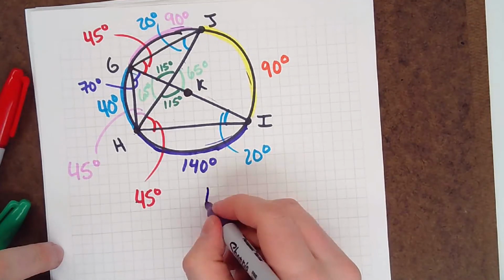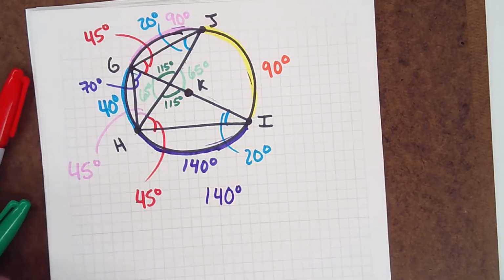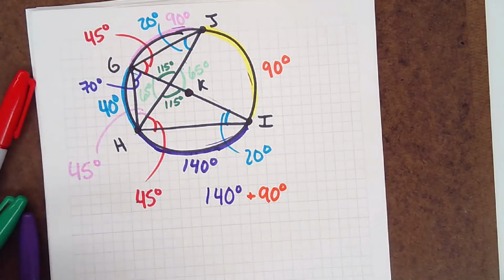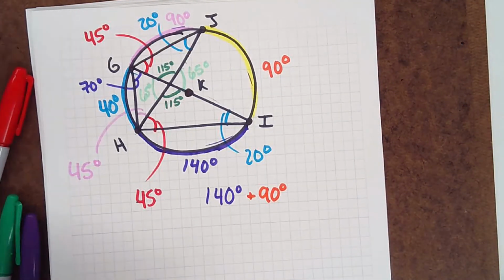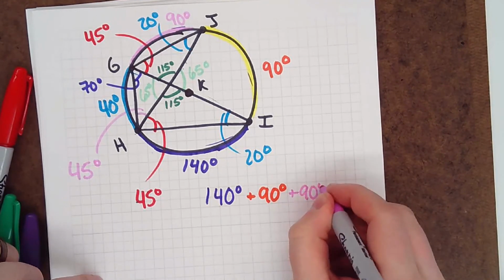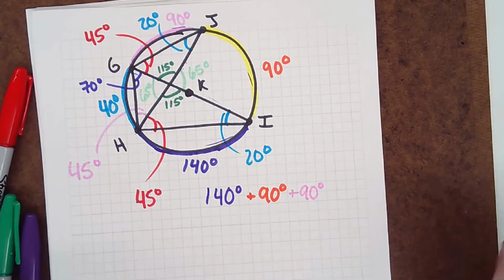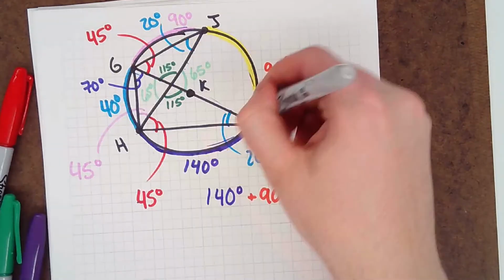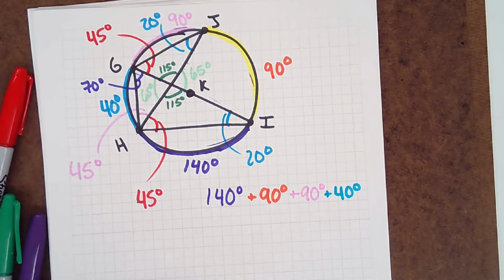We've got the 140-degree arc. We've got the 90-degree arc. We've got the other 90-degree arc. A 40-degree arc, that blue one. And that'll give us our four arcs. And if they sum to 360 like they should, we probably did our work right. Again, good thing I'm checking.